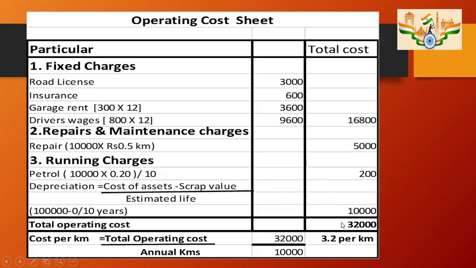ಸೊ ಟೋಟಲ್ 32,000. ಕಾಸ್ಟ್ ಪರ್ ಕಿಲೋಮೀಟರ್ ಈಕ್ವಲ್ ಟು ಟೋಟಲ್ ಆಪರೇಟಿಂಗ್ ಕಾಸ್ಟ್ ಡಿವೈಡೆಡ್ ಬೈ ಆ್ಯನುವಲ್ ಕಿಲೋಮೀಟರ್ಸ್. 32,000 divided by 10,000. 3 rupees 20 paisa per kilometer is the cost. So this is the operating cost sheet. ಬಹಳ ಸಿಂಪಲ್ ಆಗಿ ತೆಗೆದಿದ್ದಾರೆ 2018 ಕ್ವಶನ್ ಪೇಪರನ್ನು. ಸೊ ಲೆಟ್ಸ್ ಮೂವ್ ಟು ಕ್ವಶನ್ ನಂಬರ್ 10.